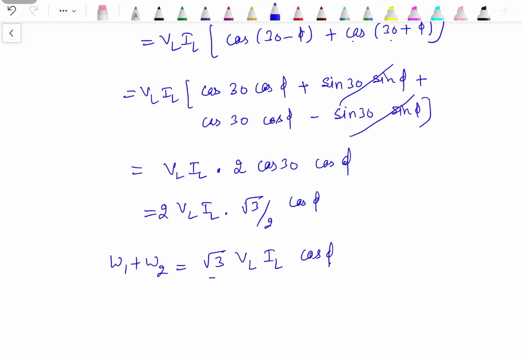Now root 3 times VL IL cos phi is actually the value of power in three phase circuits. So if we use two wattmeters, measure their readings, and add them together, that will give us the value of power consumed in the three phase balanced load.